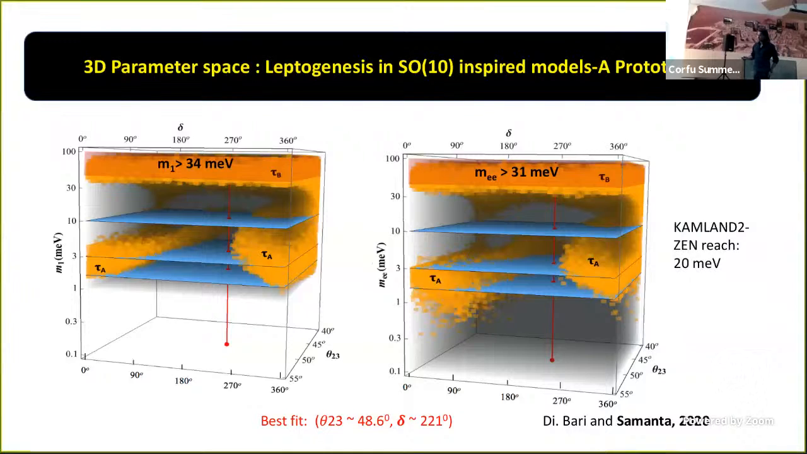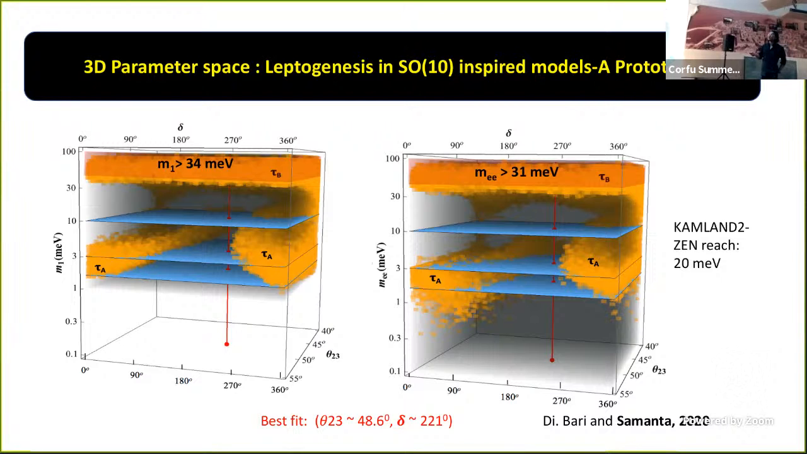So the takeaway point is, if you look at the best fit values, this red line, you have a lower bound on the lightest neutrino mass, and accordingly you can have a lower bound on neutrinoless double beta decay. Therefore, by finding signals at neutrinoless double beta decay, you can falsify scenarios like leptogenesis in SO(10). So this was the indirect test.